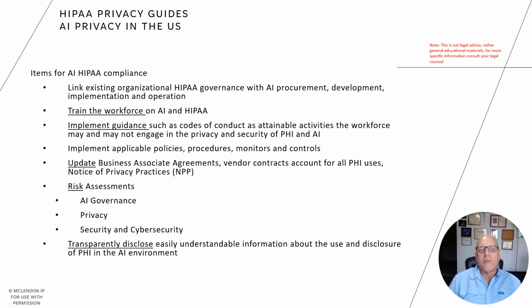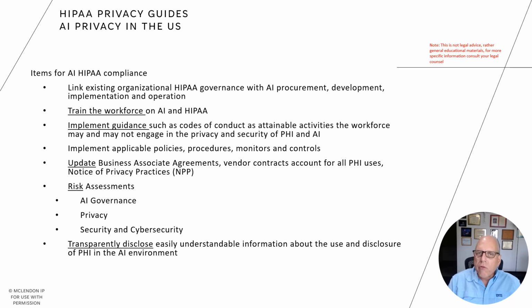Again, HIPAA privacy guides AI privacy in the US. Some more items for AI HIPAA compliance: linking of your organizational HIPAA compliance governance with AI procurement, development, implementation, and operation. For thinking about bringing it in, getting it in place, developing it if you have to, and then ongoing operations. Put all that into your existing HIPAA governance program. But it's got to be specific to the AI for certain policies and procedures.